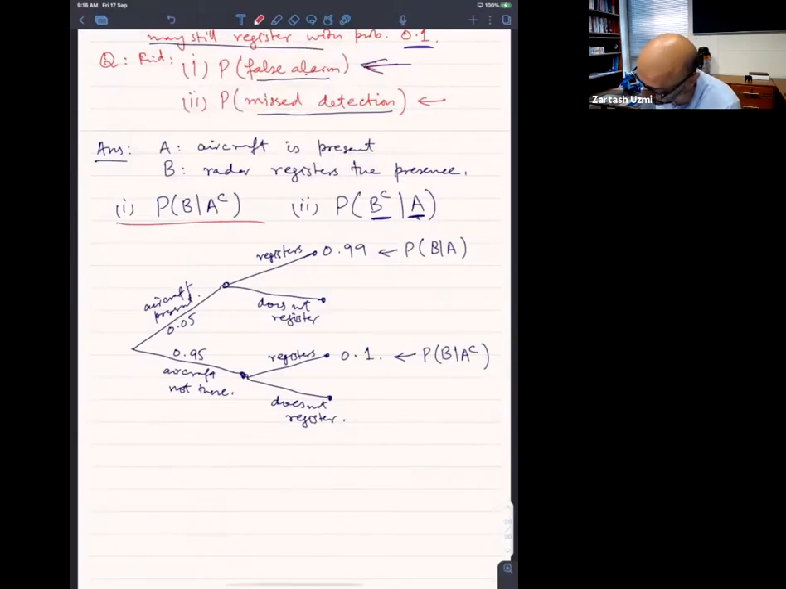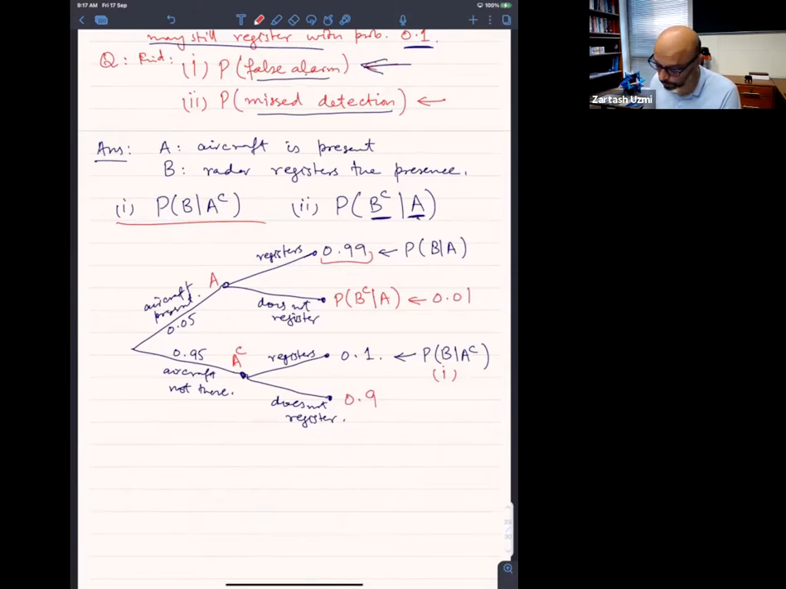ये 1 में जो पूछा गया था B given A complement, ये 1 में पूछा गया था. 2 में क्या पूछा गया था? 2 में ये चीज पूछी गई थी, probability of does not register, which means B complement given A. यहाँ पे आपका A है, ये A complement है. So probability of B complement given A, what is this probability? This is missed detection. This is going to be 0.99 ka complement, which is 0.01. And this similarly, this guy is going to be 0.9.